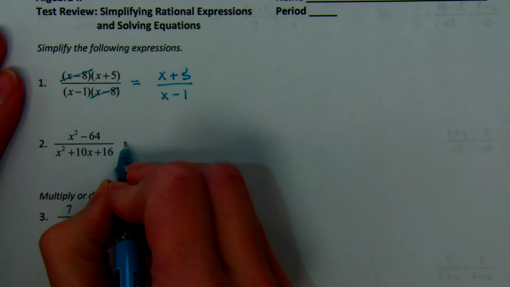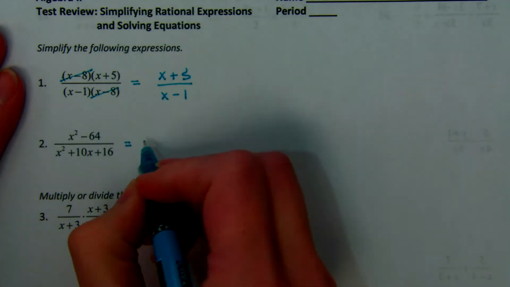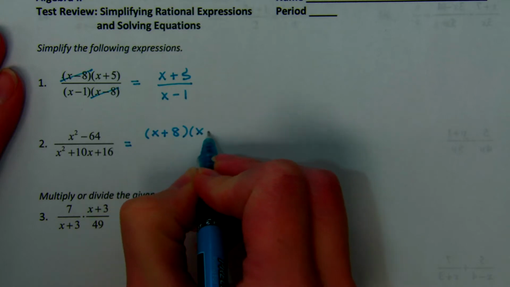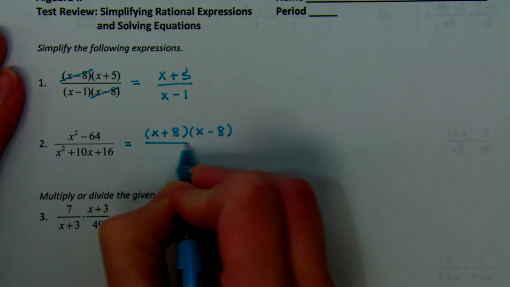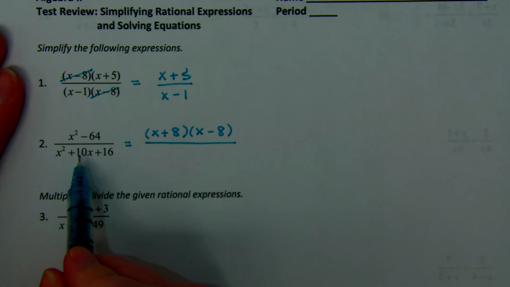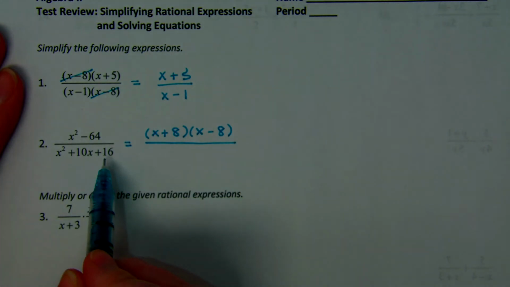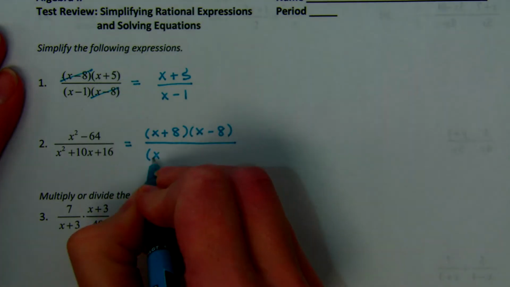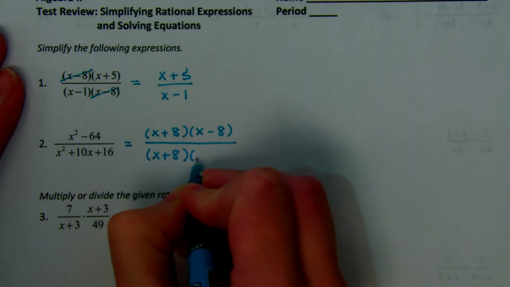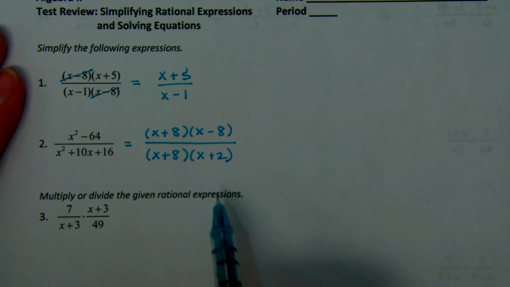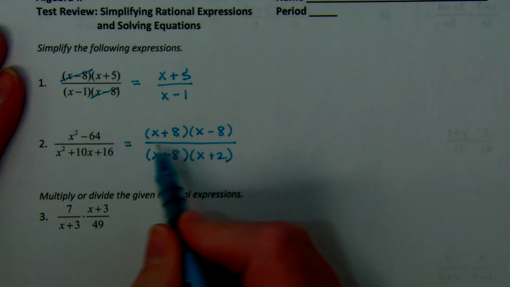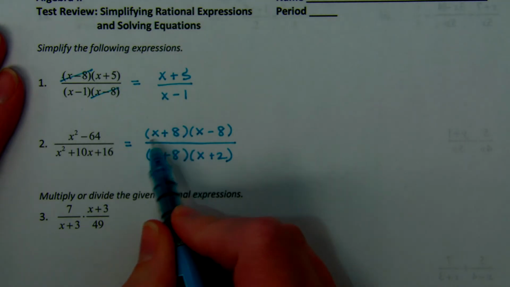For this expression, we have to do the factoring. So I am going to factor x squared minus 64. That factors to x plus 8 and x minus 8. And then I'm going to factor the x squared plus 10x plus 16. We need things that multiply to 16 and add to 10. That's x plus 8 and x plus 2. And again, I'm looking for exactly the same set of values in the top and the bottom.